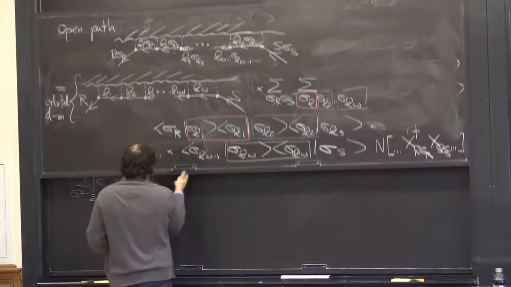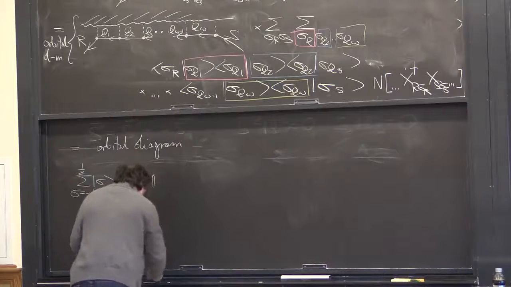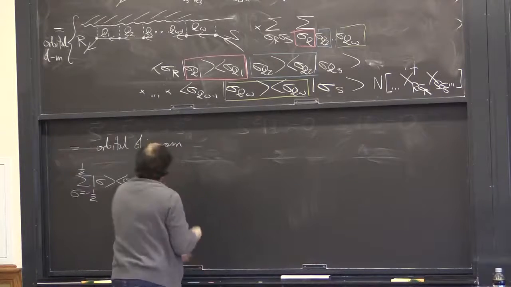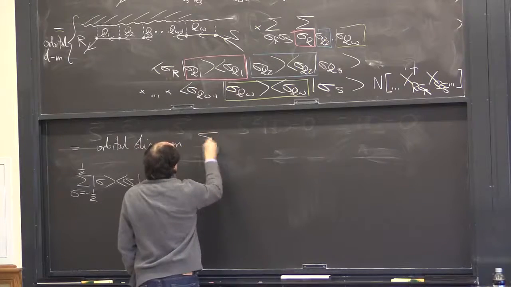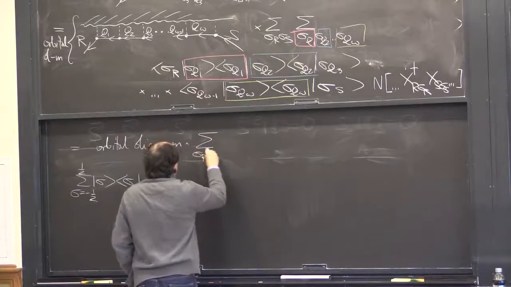So if I continue now this calculation, what I will have is this. I will have an orbital diagram times the summation over sigma r and sigma s.